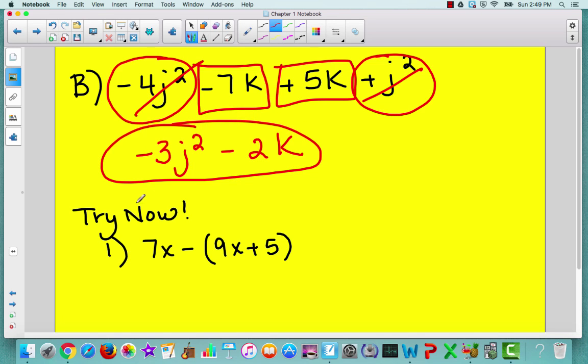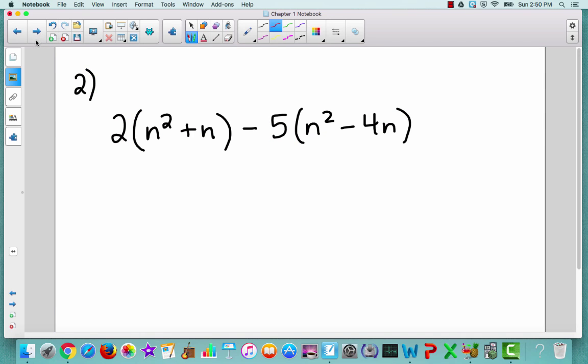All right, so what I want you to do is I want you to do the try nows. I want you to do number 1 and number 2, and then I'm going to check them with you in class tomorrow, okay? So I want you to do number 1 and then number 2, combine the like terms to make sure that you know what you're doing, and then we can talk about it in class tomorrow.